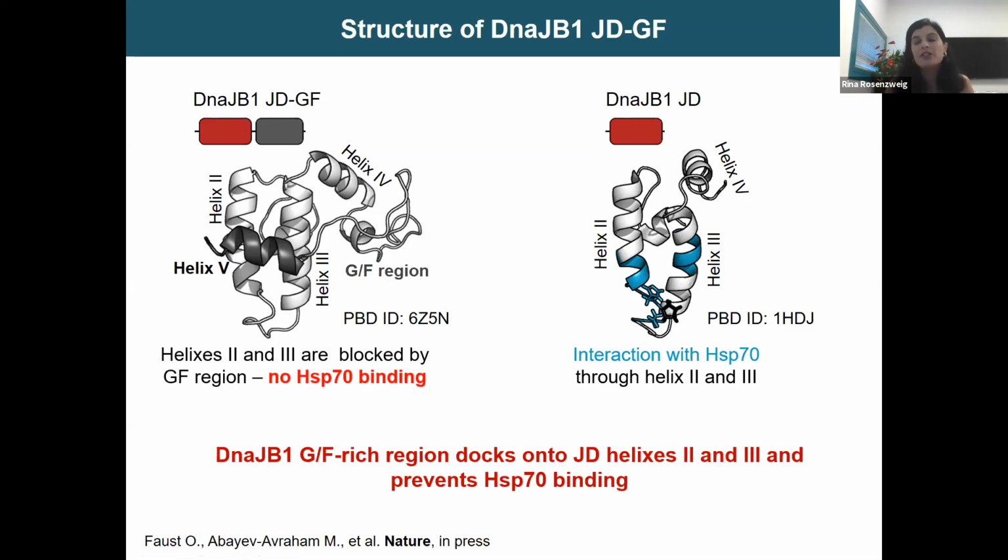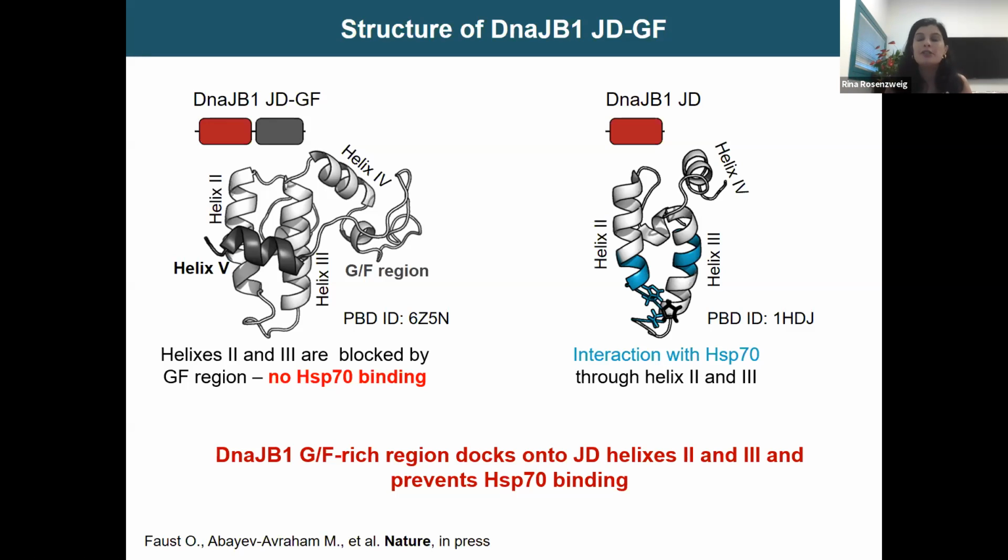So in the presence of the GF-rich region, which is not disordered as we previously thought, it forms this helix 5 that docks onto the J domain and prevents HSP70 from binding. And this seems to be very different between the A and B classes of the J domain proteins, where in class A, the GF region does not participate in or affect the interaction at all, while in class B, the GF region seems to be blocking the interaction and playing some regulatory role.